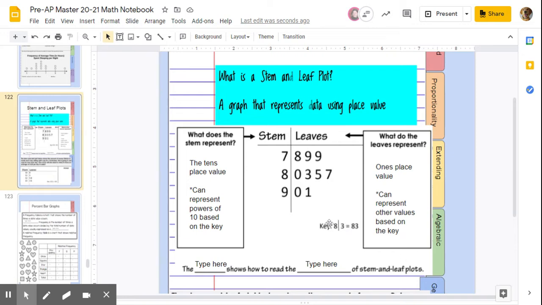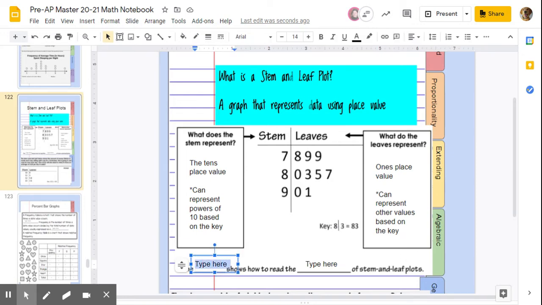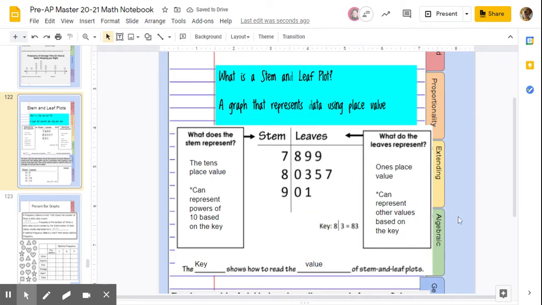Okay. Down here at the bottom right, like I said, we have a key. So the key shows how to read the values of the stem and leaf plot. The key is going to tell you if it is equal to something other than the tens place and the ones place. So it's going to tell you how to read this. So in this graph, according to my key, it says 8 on the stem side and 3 on the leaf side is equal to 83.